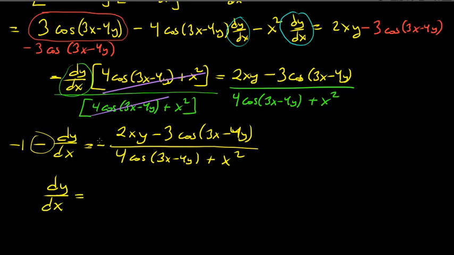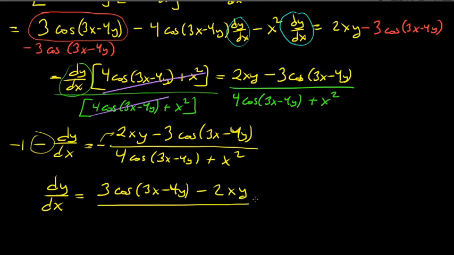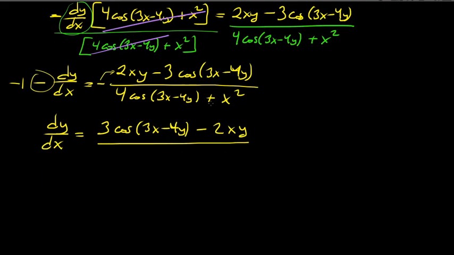And if it's all the same to you, I'm going to distribute the negative on the top. You can do it on the bottom too, by the way. But I think it'll look better on the top. So this will be positive 3 cosine of 3x minus 4y, that's a 4, and then minus 2xy. And then all divided by, so yep, the denominator stays. This is going to be 4 times the cosine of 3x minus 4y plus x squared. Okay, and that's it. That's the derivative.